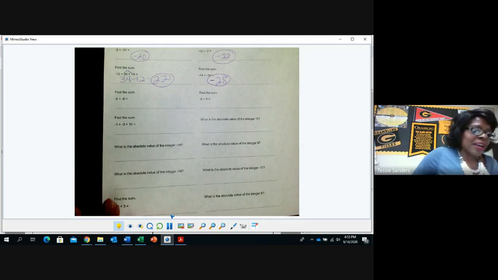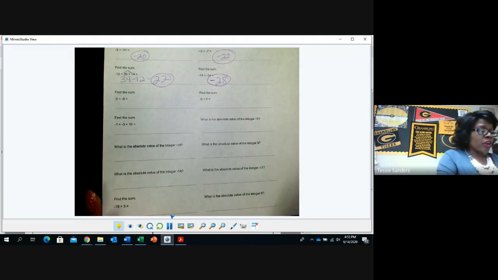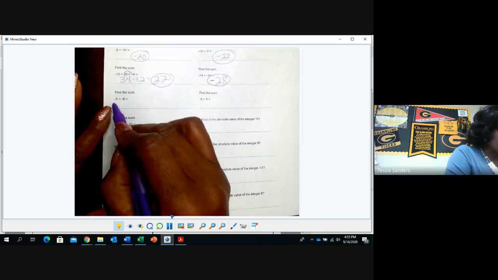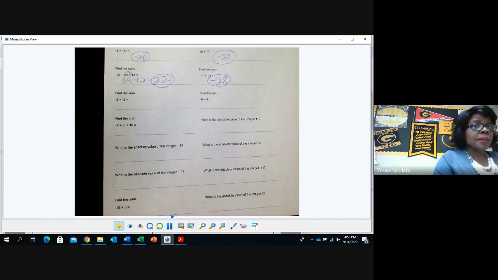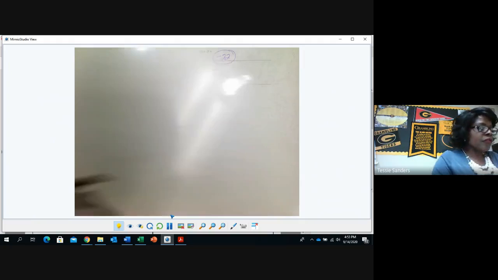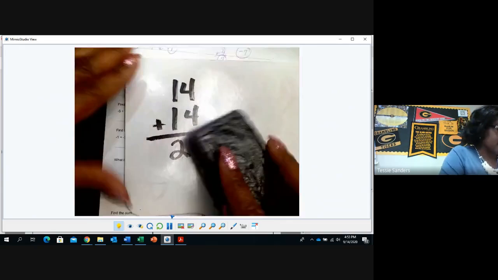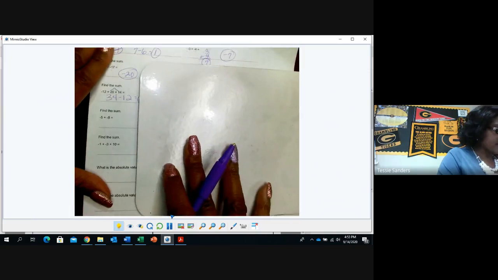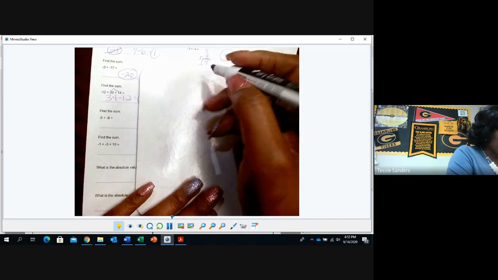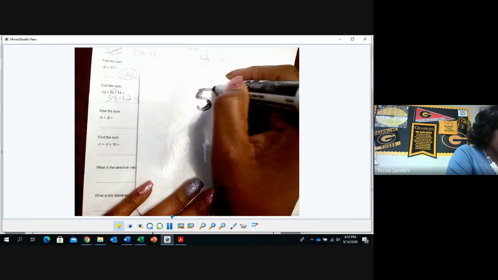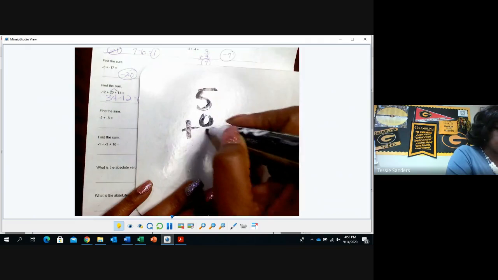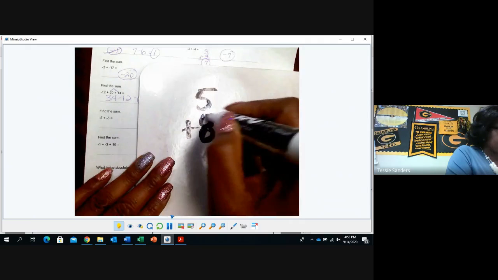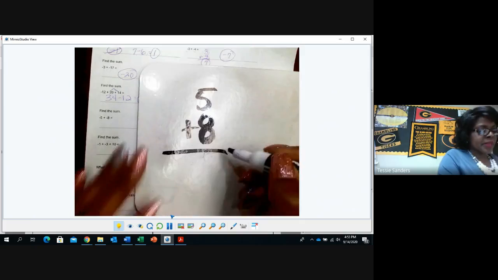Good, now let's pick back up. Let's see where you are in this process. A negative plus a negative is going to be a positive. So if you're following the pattern of the lesson, you can rewrite the problem. 5 plus 8.